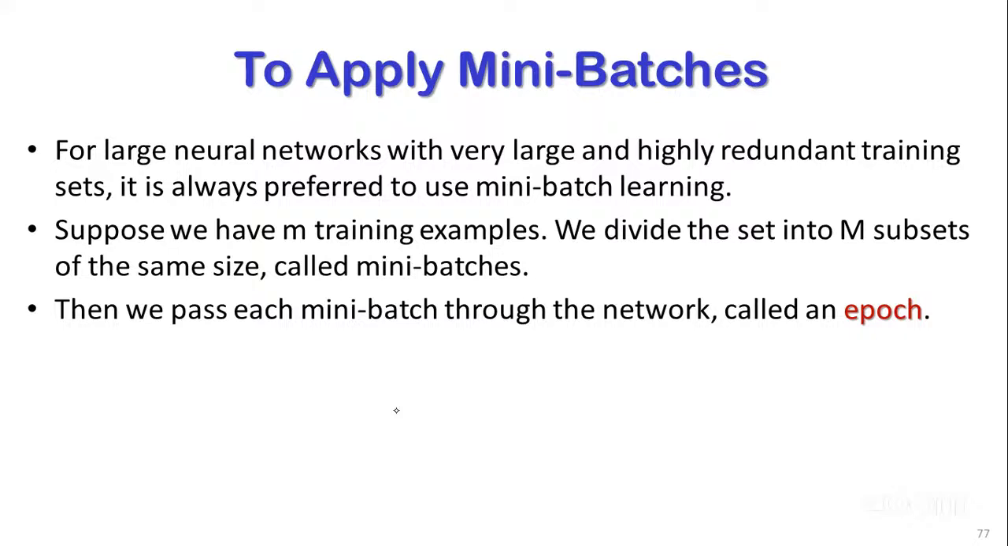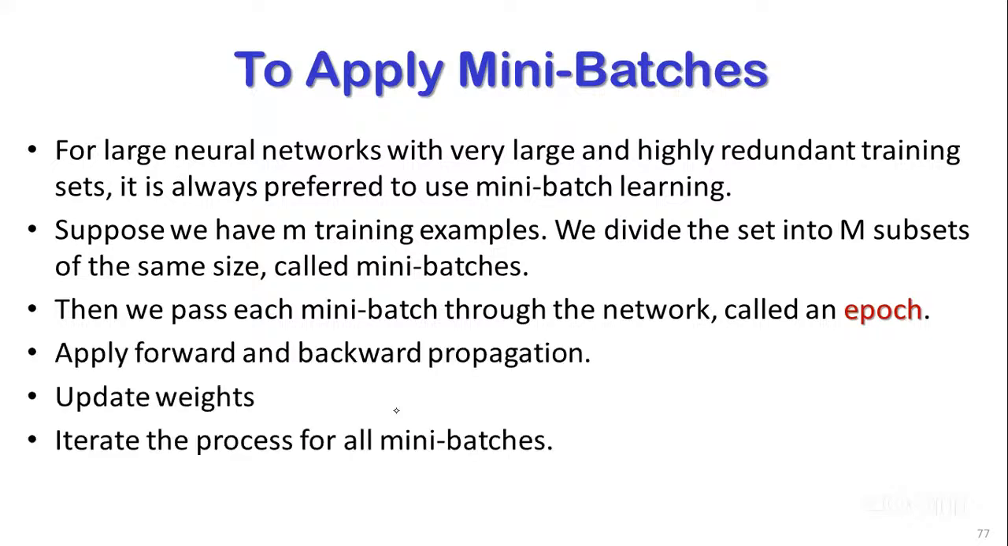And then we pass each mini batch through the network. Please note, fit it in your mind, because when you study, you will find these terms. So just try to fit in all these terms. Okay, so epoch: you pass each mini batch through the network, that is one epoch. You need to apply forward and backward propagation, update the weights, and iterate this process for all mini batches, not for the entire set, but for all mini batches, right?